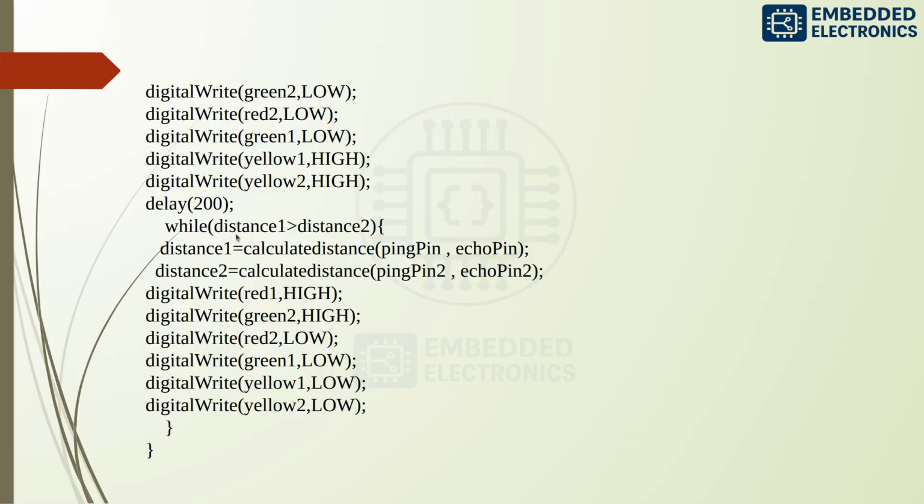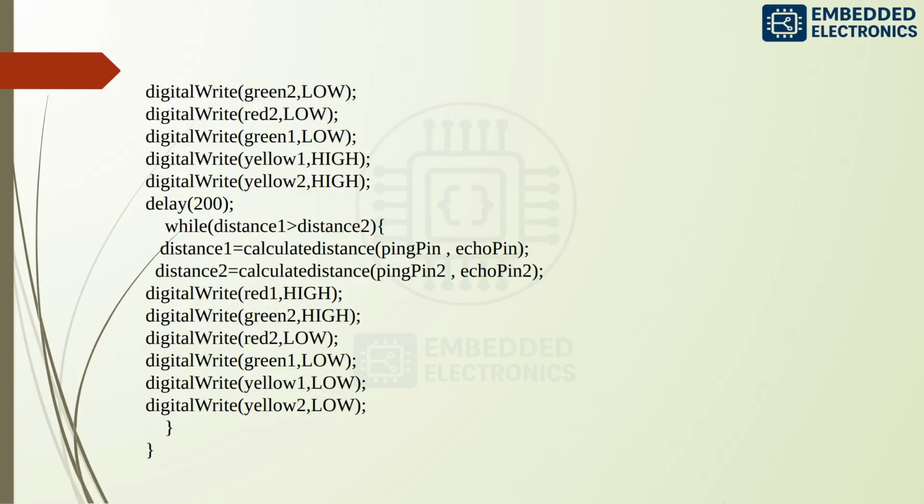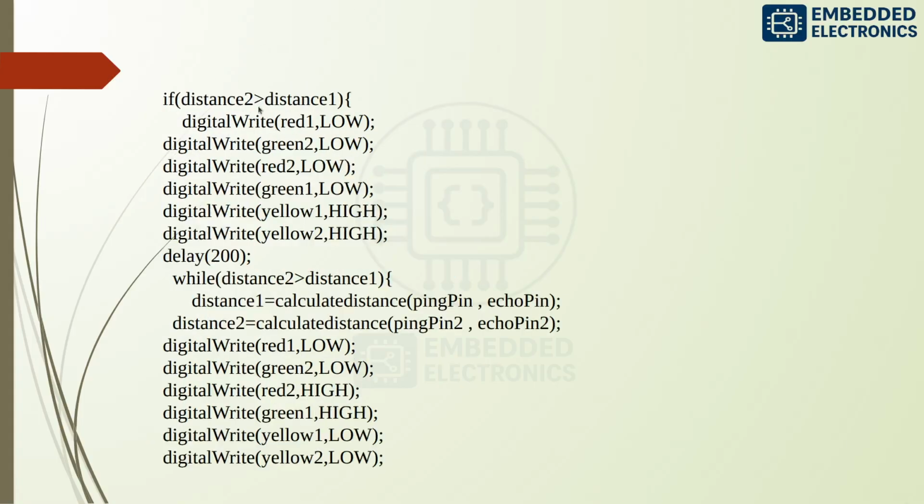And the second condition: distance 1 is less than distance 2. The first condition is distance 1 greater than or equal to distance 2. So here distance 1 is greater, right? Here distance 2 is greater than distance 1. So if road 1 is more crowded, it switches. It sets road 1 to green, then road 2 to red. That is the logic here.